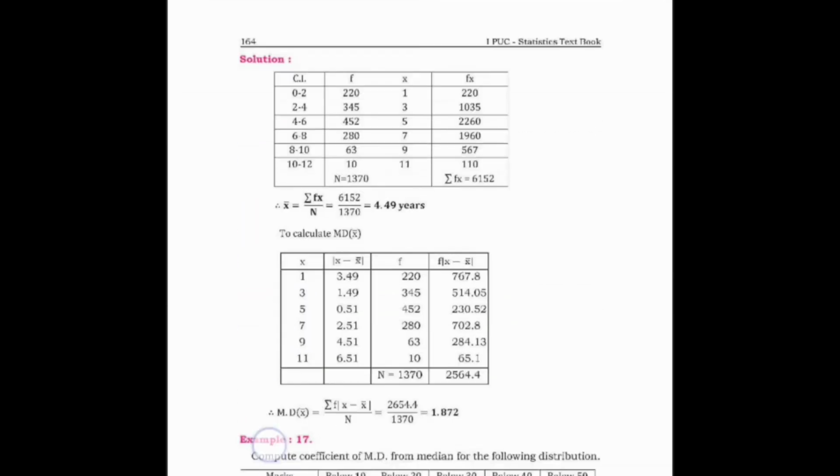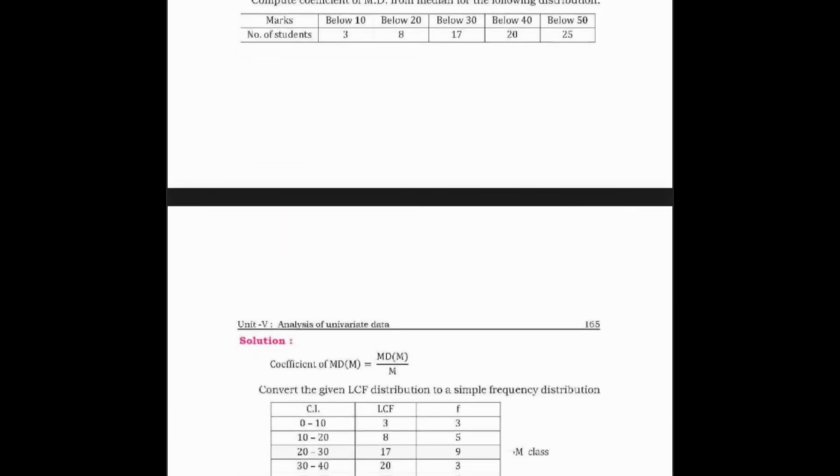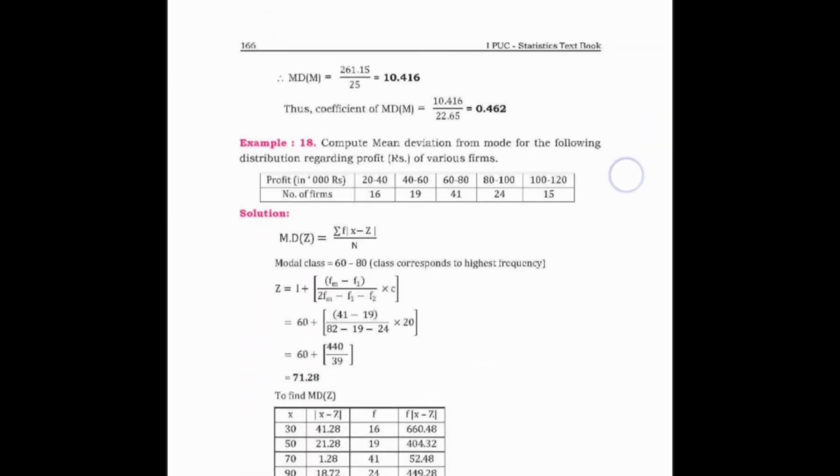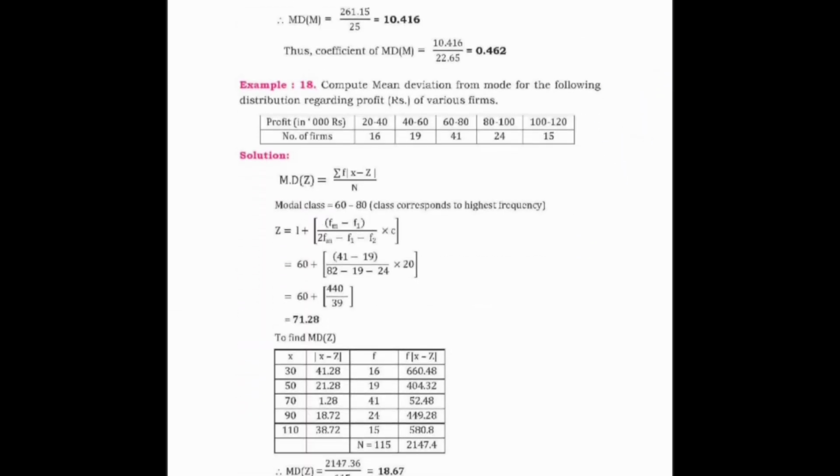Okay, mean deviation from mode in a class interval. Class interval is given. One problem here, the 18th sum is given. Mean deviation from mode for the following distribution regarding profit of various firms. That is profit and number of firms. You have to take that.